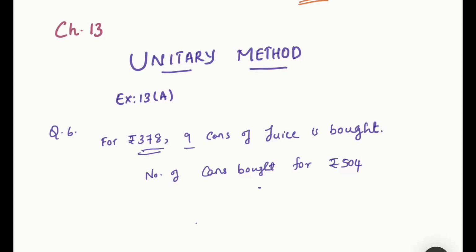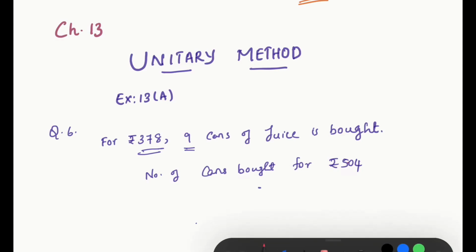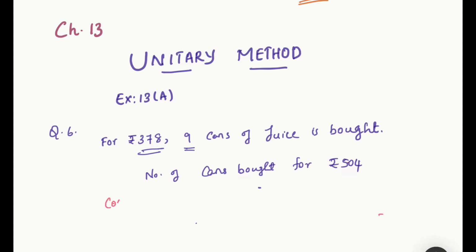So, first using this, for rupees 378, 9 cans of juice can be bought. So, if you have 378 rupees, you will get 9 cans of juice. So, first I need to find the cost of 1 can of juice. Cost of 1 can of juice equals, what is the cost of 9 cans? Rupees 378 divided by 9. If you do that, you will get the cost of 1 can of juice.